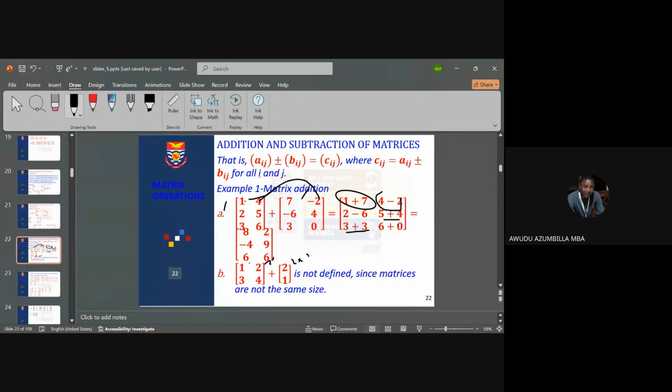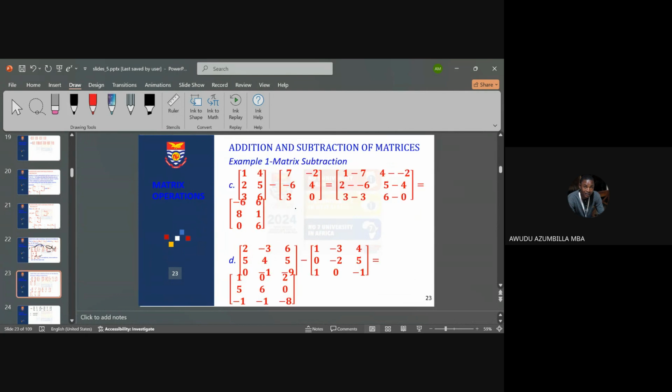So we have 2 by 2 and we want to work with 2 by 1. It cannot work. So for addition to work, they must have the same dimension. The same thing you are going to do with subtraction. So this one, they are the same. You can subtract them easily.